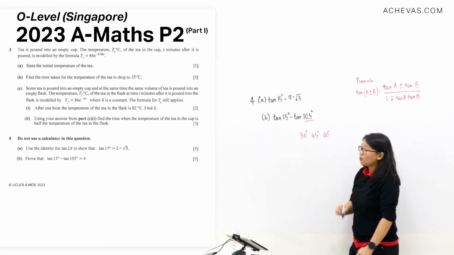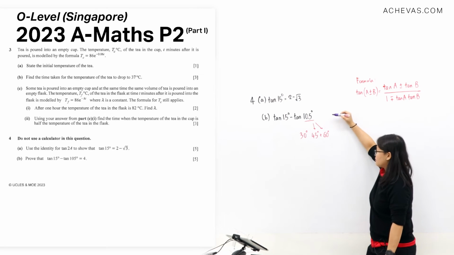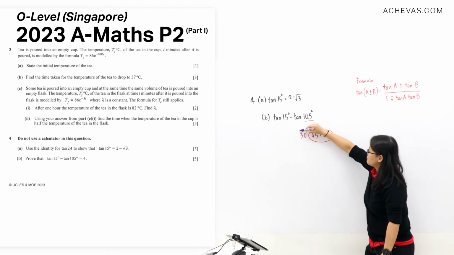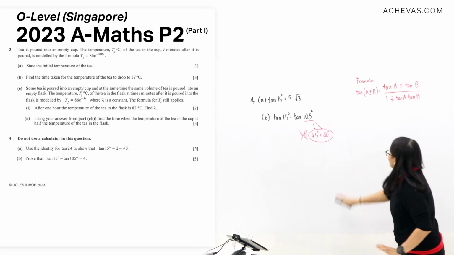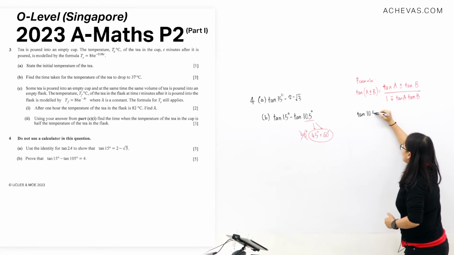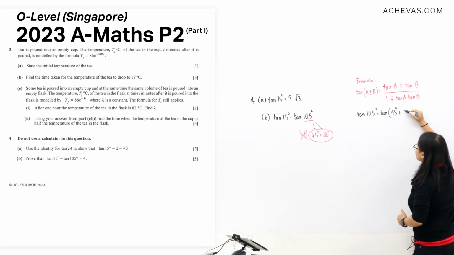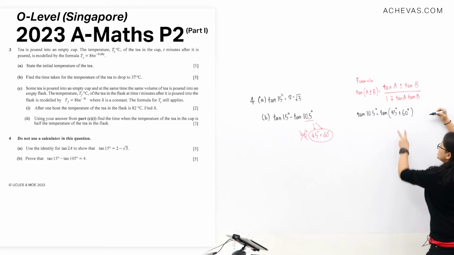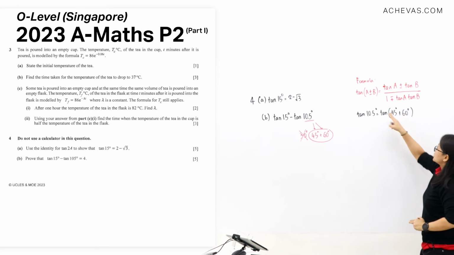Now let's just work on this 105. I can see that this one will be 45 degree plus 60 degree. So I'm going to use this to add to 105. Now let me just write tangent of 105 here. So tangent of 105 degree can be written as tangent of 45 degree plus 60 degree. So this one, I'm going to use the formula that I've written up here, this angle addition. So I'm going to apply this formula below here.